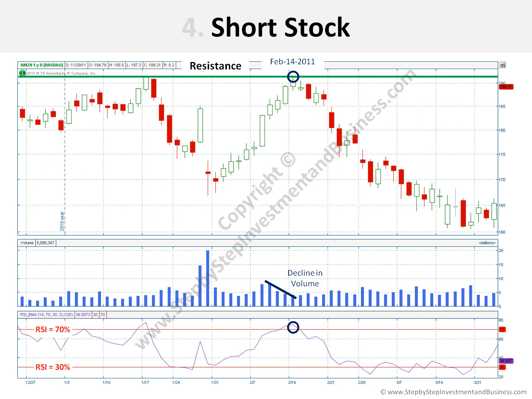Here we are seeing the stock chart of the Amazon company. As we can see, on February 14, 2011, the company gave us a clear bearish signal because the stock touched resistance, and this was accompanied by a decline in volume and an RSI above 70%.